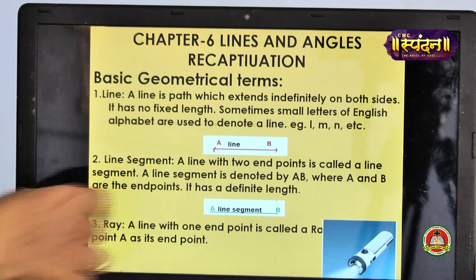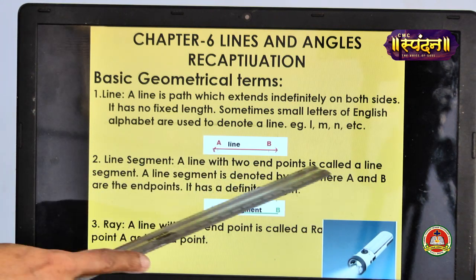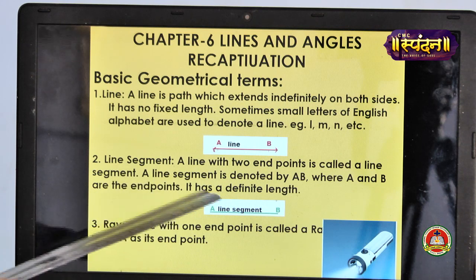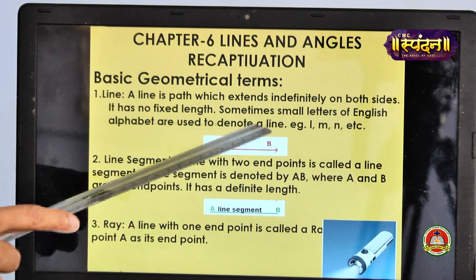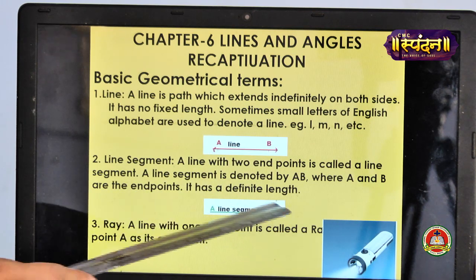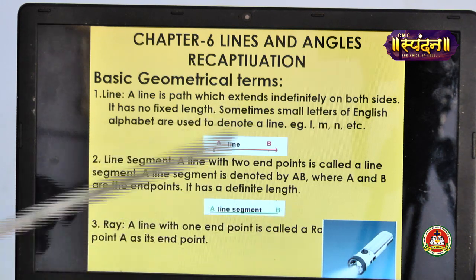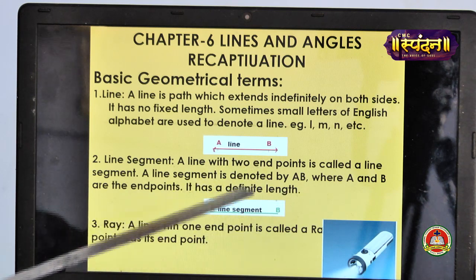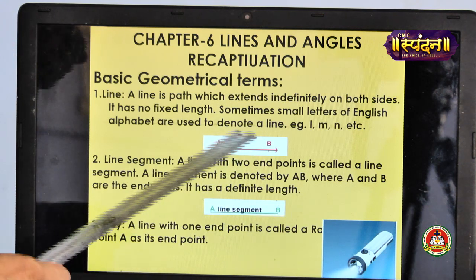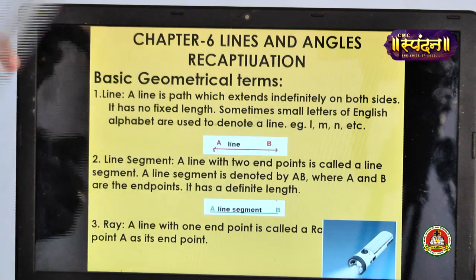Next comes line segment. A line with 2 endpoints is called a line segment. That is, this is a line segment and it is nothing but a part of a line. It has got 2 endpoints and we can measure the line segment, and it has got a definite length. Whereas we cannot measure a line.